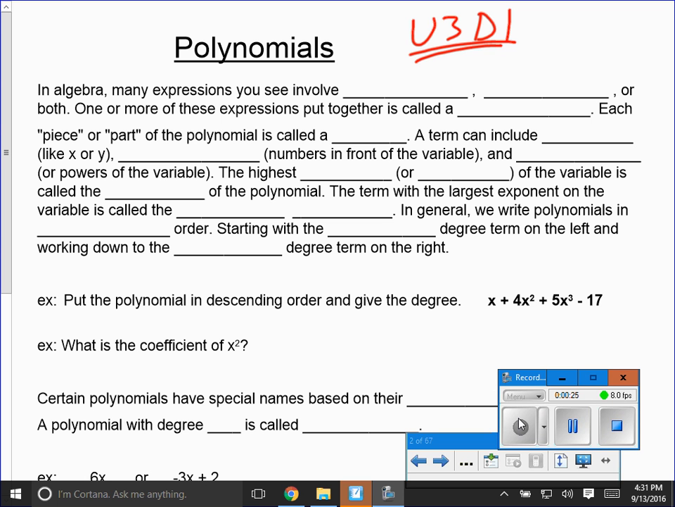So in algebra, we see a lot of our expressions involve numbers and letters. I have numbers, letters, or both. So if we take one or more of those expressions and put them together, that's called a polynomial. So each piece of the polynomial, each part of it, is called a term.